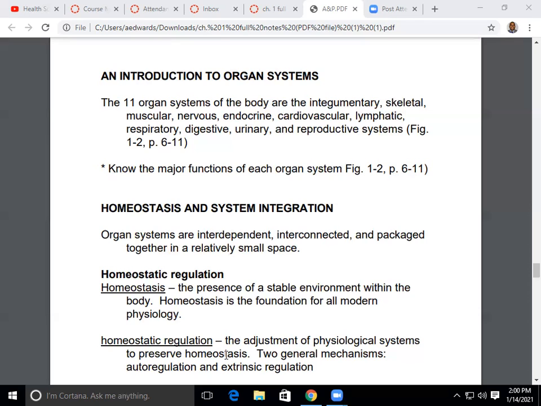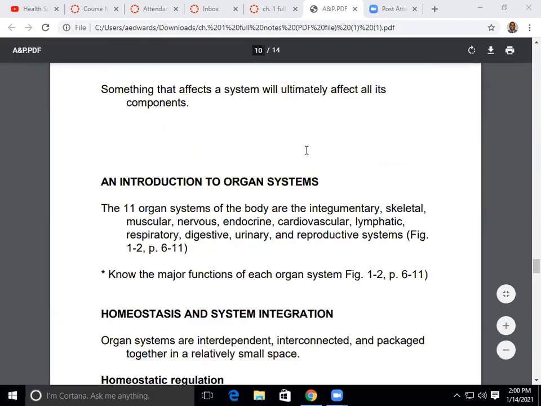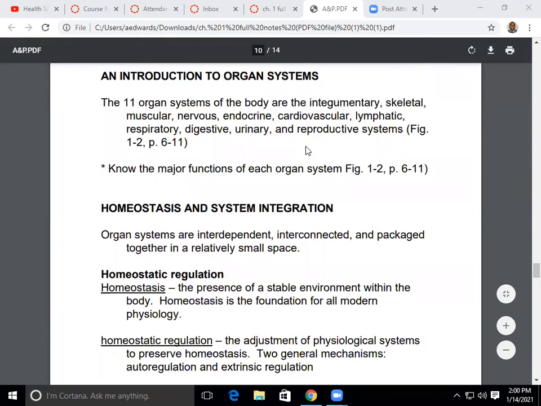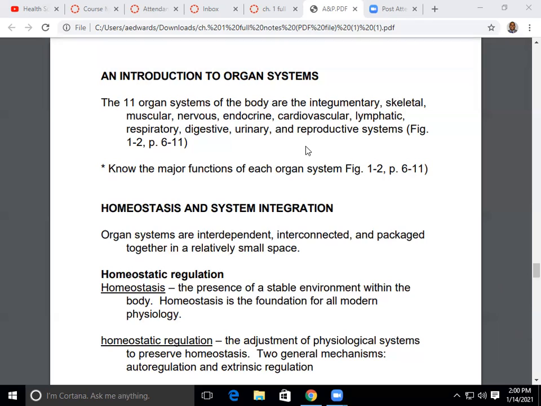So let's pause and I want you to go over this with your partner. Let's talk about levels of organization. So I want one of you to go ahead and discuss the levels of organization from largest to smallest. Let's go ahead and do that.